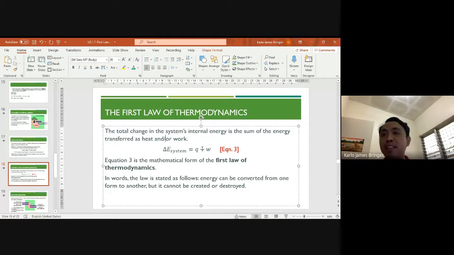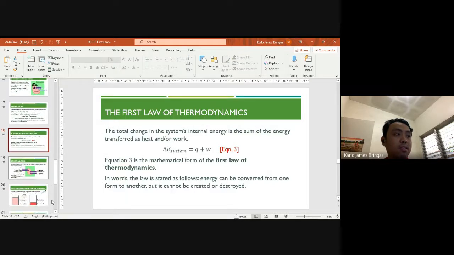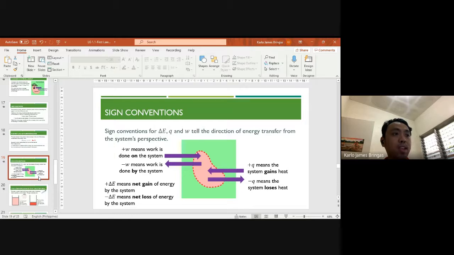So the first law of thermodynamics simply follows from the law of conservation of energy that you've already tackled in Chem 1. So if you might recall, the law of conservation of energy simply tells us that energy can be converted from one form to another, but it cannot be created or destroyed. So every time that you're interested to know how much does the energy of the system change, you just have to quantify how much heat is being transferred and how much work has been performed. And from the first law, you can already compute the delta E. So going into the next slide, we have the following.